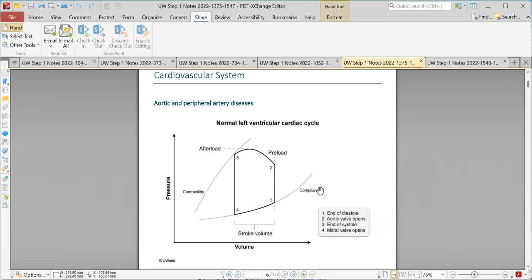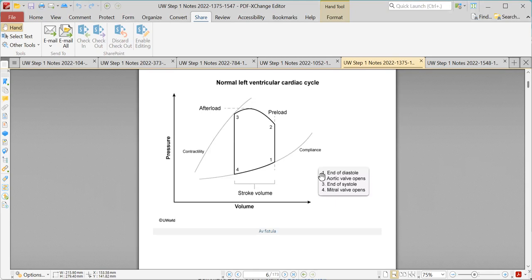Here there are conditions where preload is increased, afterload is increased, and stroke volume is increased. So we need to know all the types of graphs. We can see them on page number 297.